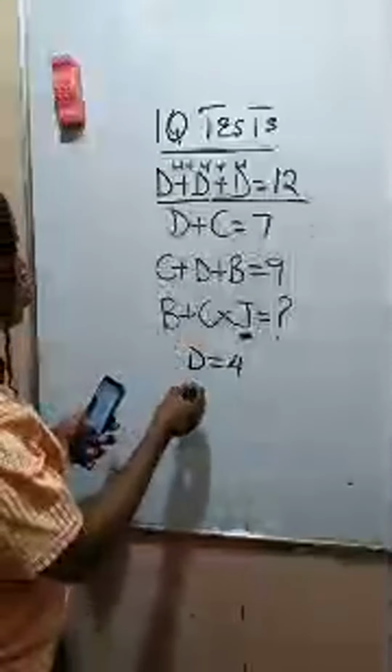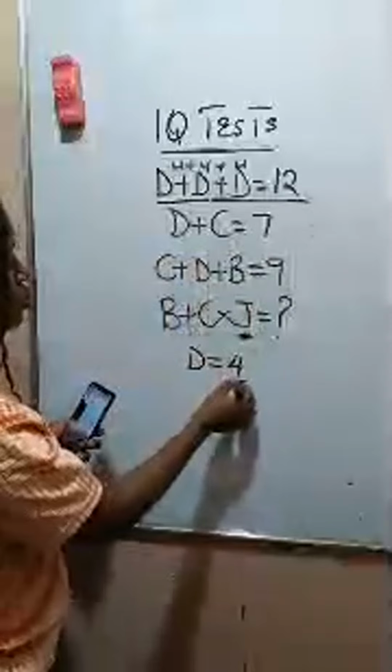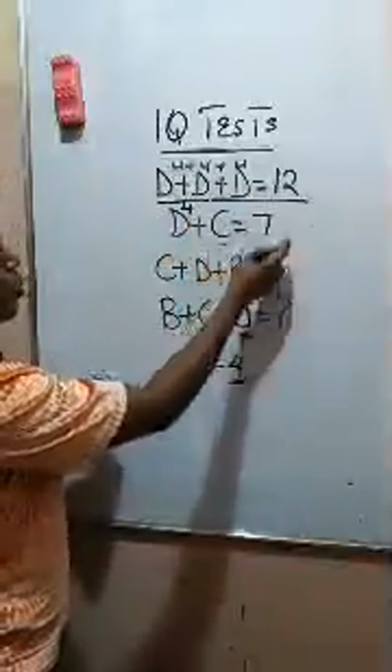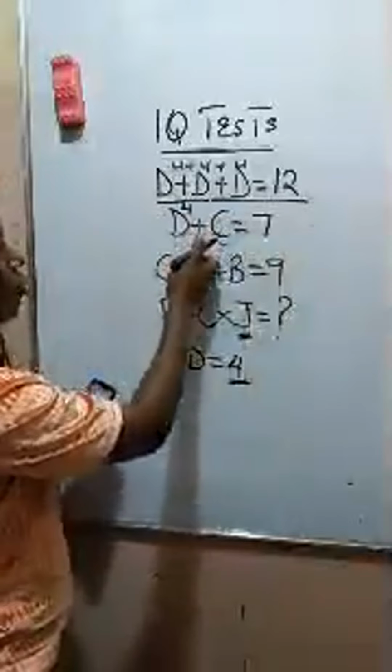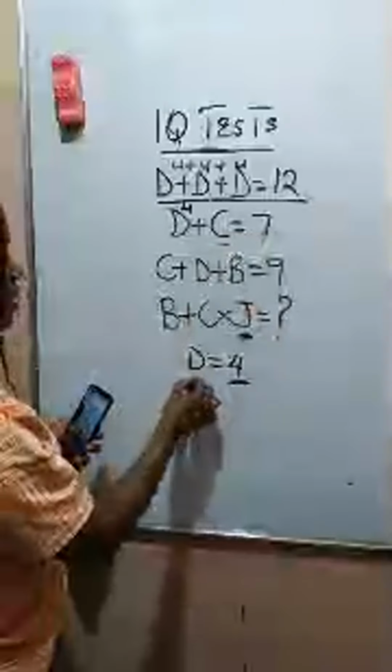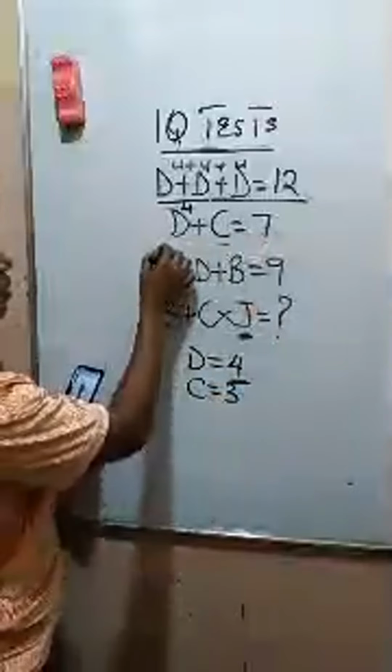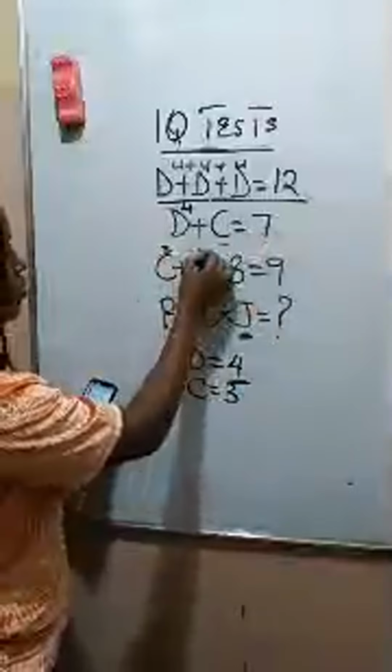Now, the second one said D plus C is 7. So we substitute our 4 into the second equation to get C equal to 3, right? Because 4 plus 3 will give us 7. So that means C is equal to 3. Okay, now we have C to be 3 and D to be 4.